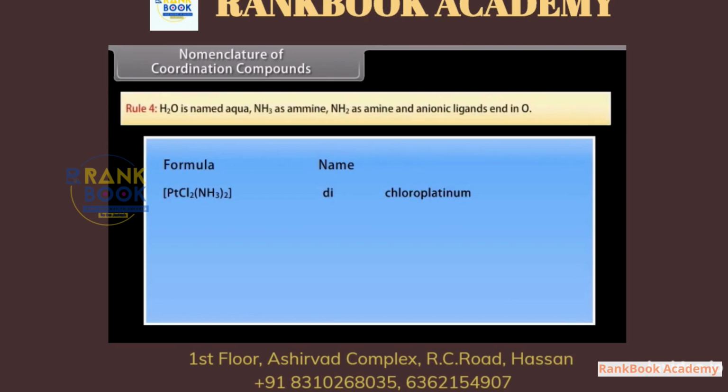Rule 4. H2O is named aqua, NH3 as ammine, NH2 as amido, and anionic ligands end in o. Rule 5. Anionic complex ends in ate. There is no change in case of neutral and cationic complexes. Rule 6. The oxidation state of the central metal is indicated by Roman numeral in brackets.